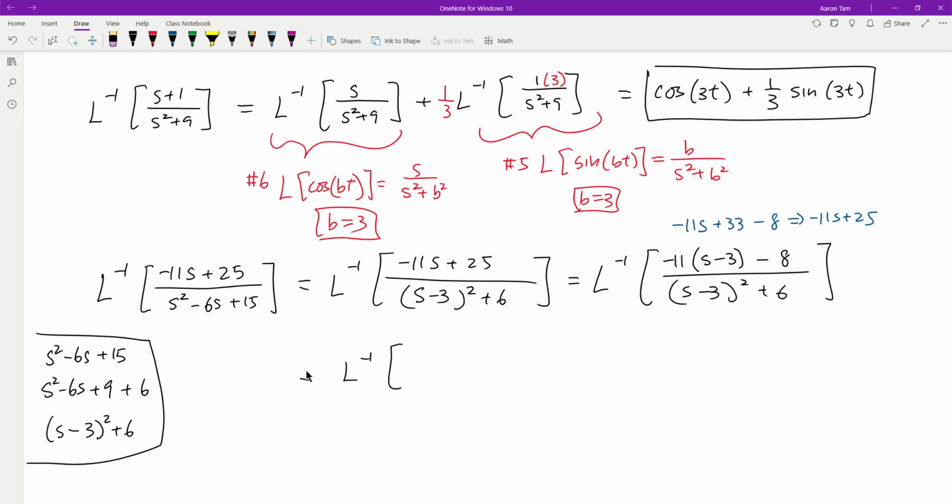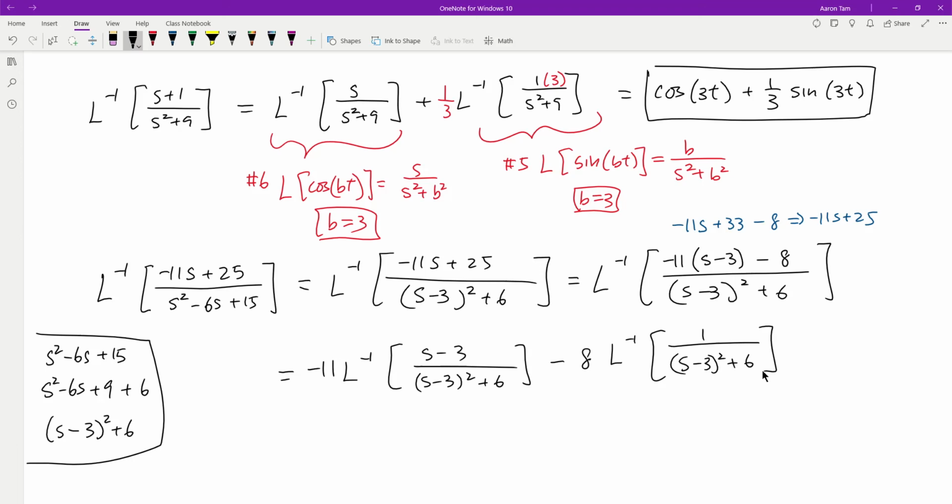Okay, so I'm going to pull out the constant, negative 11. And then what I have would be (s minus 3) over ((s minus 3) squared plus 6). And I'm going to pull out the negative 8 also, minus 8, Laplace inverse of 1 over ((s minus 3) squared plus 6).